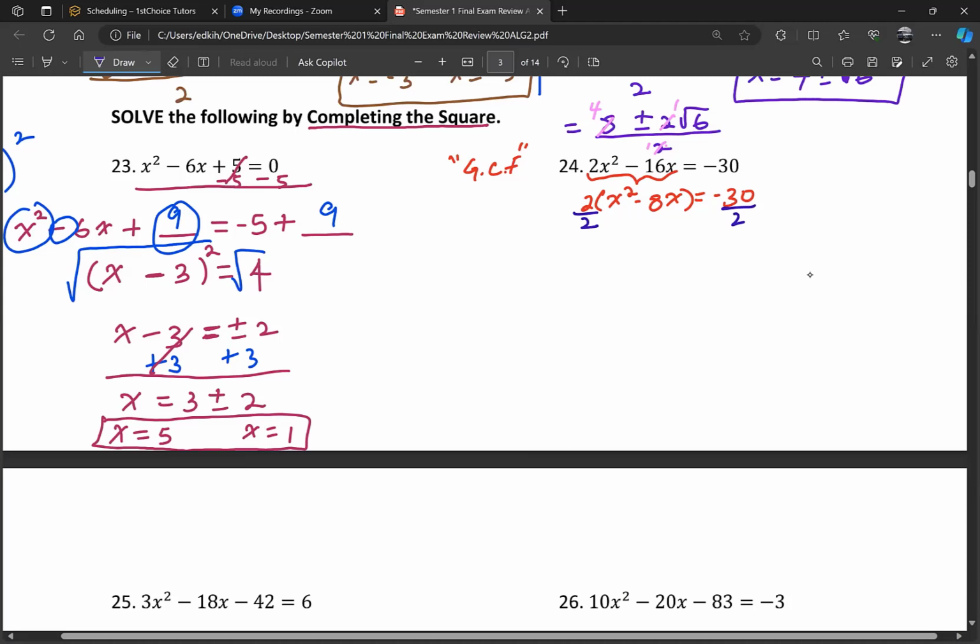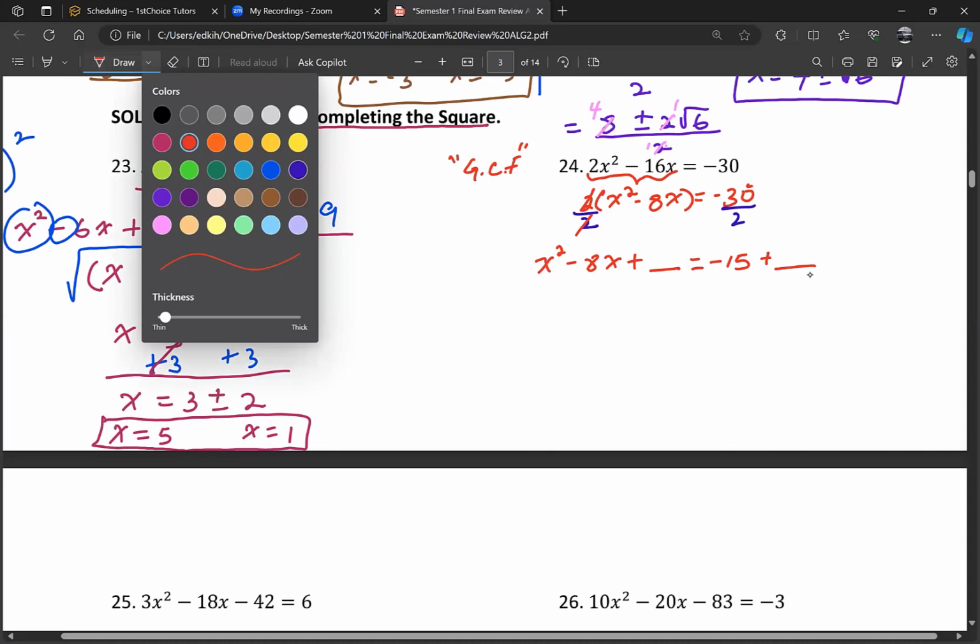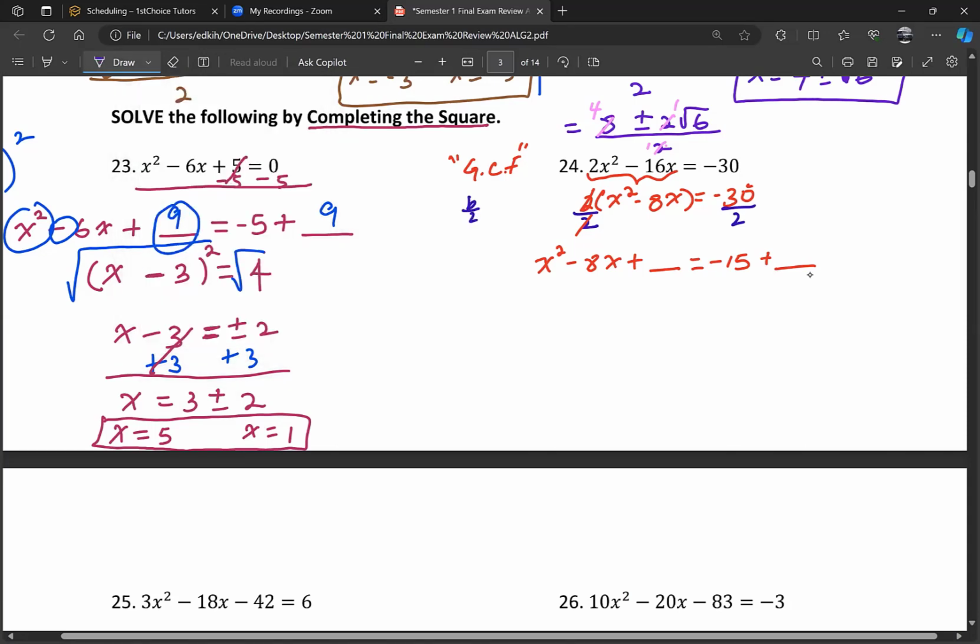So now let's proceed. These 2's are going to cancel, of course. So you'll now have x squared minus 8x, you can add that blank now, equals negative 15 plus the blank. The negative 15 came from negative 30 divided by 2. Remember, to fill those blanks, you always do b over 2 squared. The b value here is 8. 8 divided by 2 is 4. 4 squared is 16. So we have a 16 over here and a 16 right there.